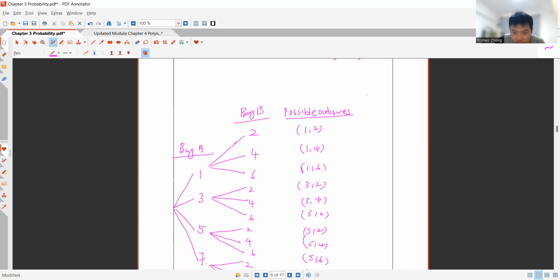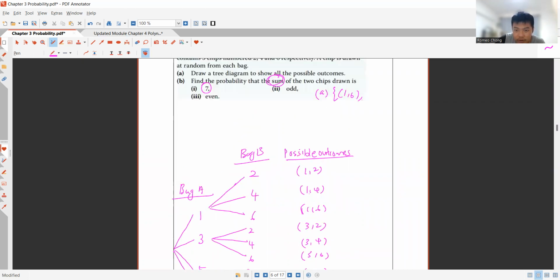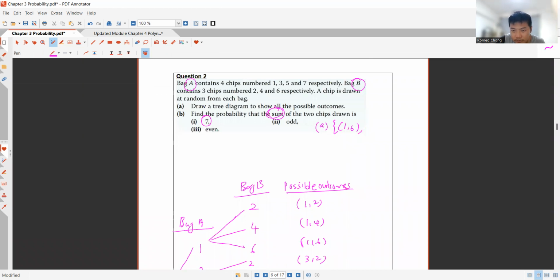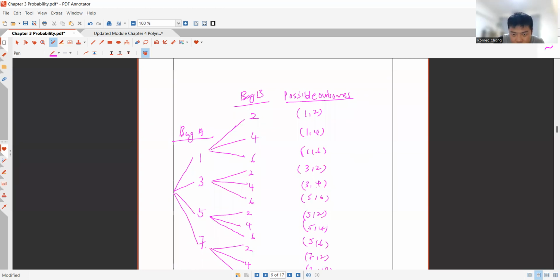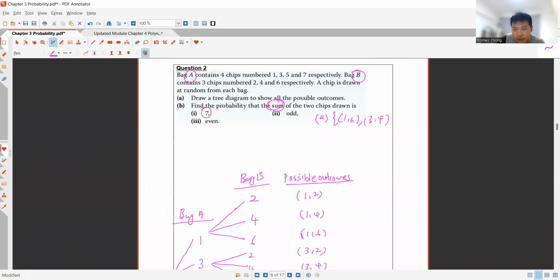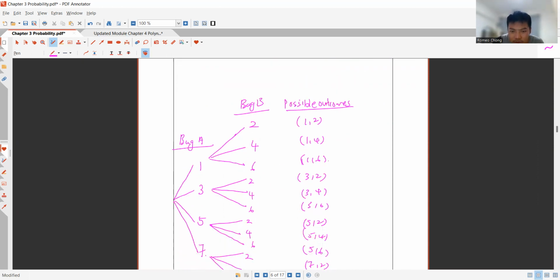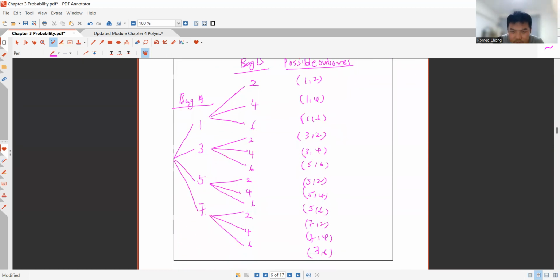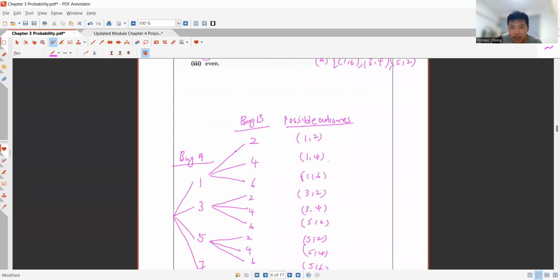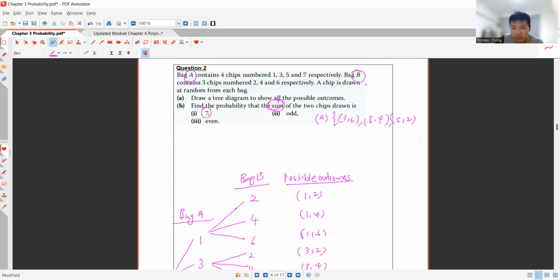What else? And then 3, 4, right? 3, 4 also accepted. Then after that, what else? 3, 6, no. 5 and 2 is 7. 5 and 2. Wait, where is my pen? Excuse me. 5, 2. Too small, I cannot see. 5, 2, and then 5, 4, no, 5, 6, no, 7, 2, no, 7, 4. Okay, meaning that for the sum equal to 7, you have only 3 possible outcomes.